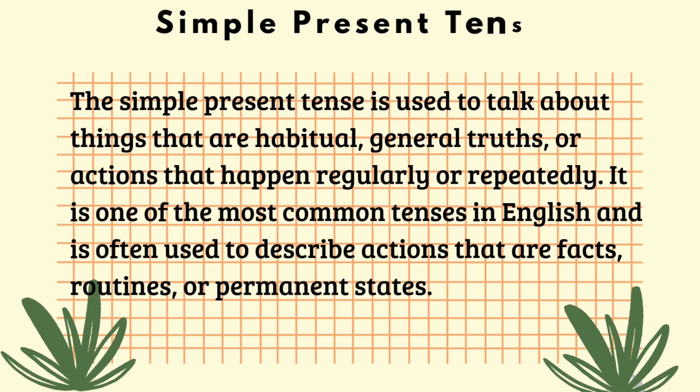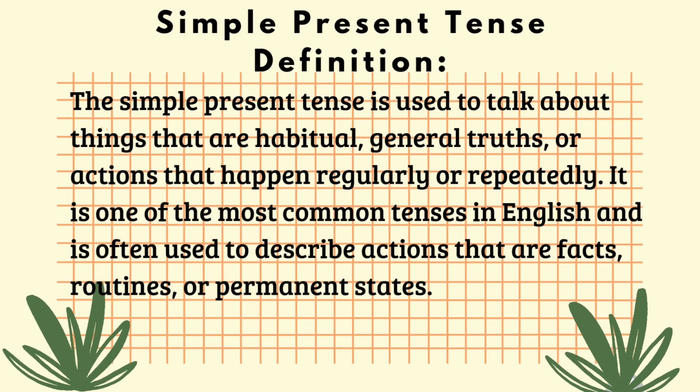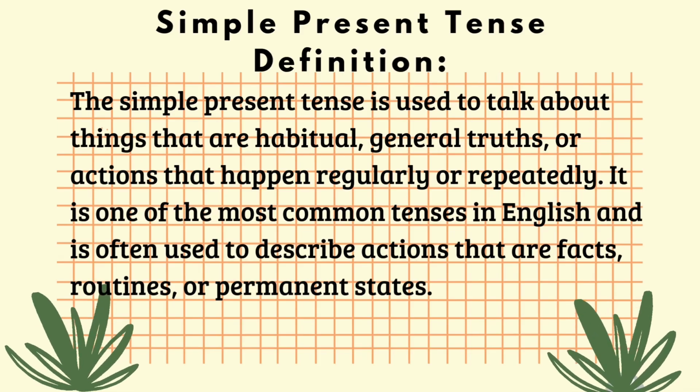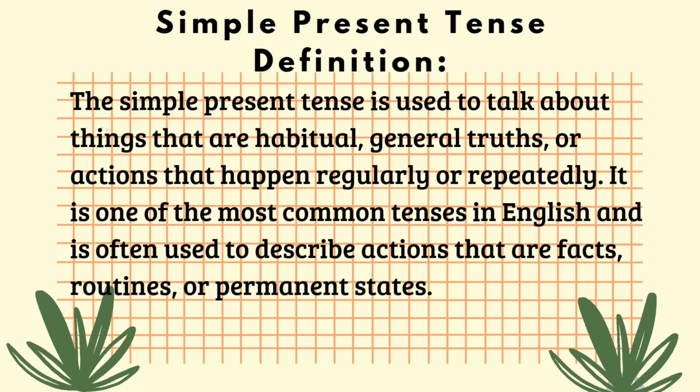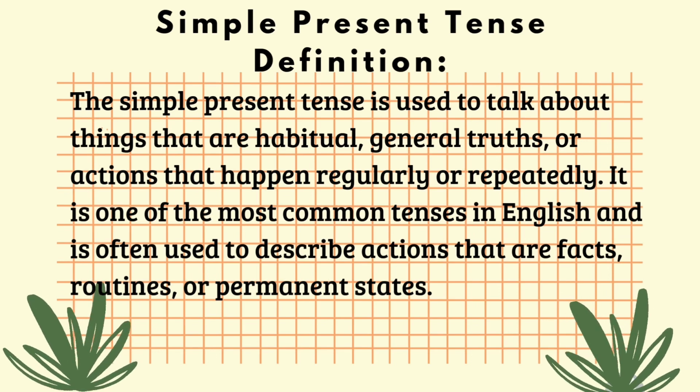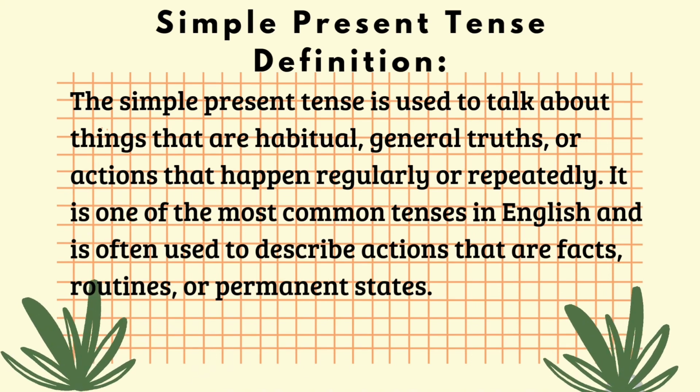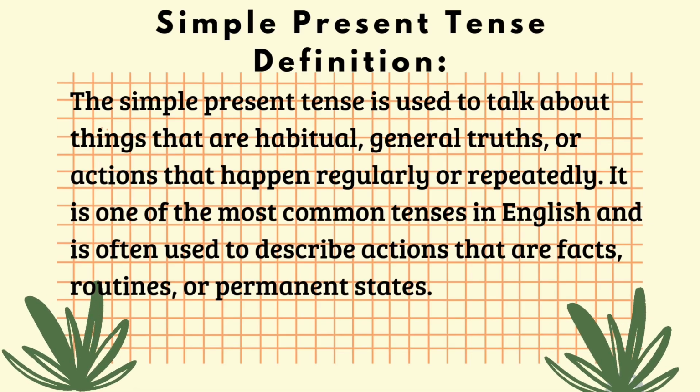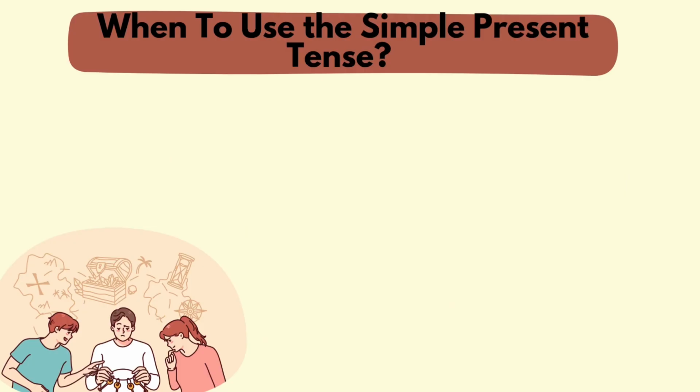Simple present tense definition. The simple present tense is used to talk about things that are habitual, general truths, or actions that happen regularly or repeatedly. It is one of the most common tenses in English and is often used to describe actions that are fixed routines or permanent states. When to use the simple present tense?